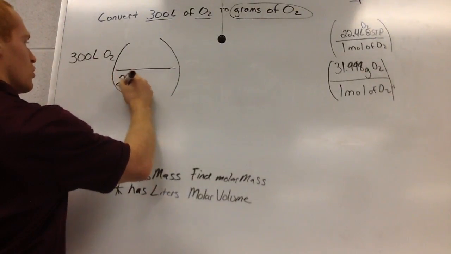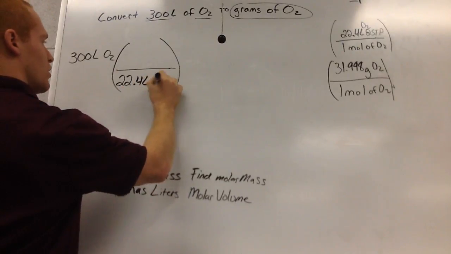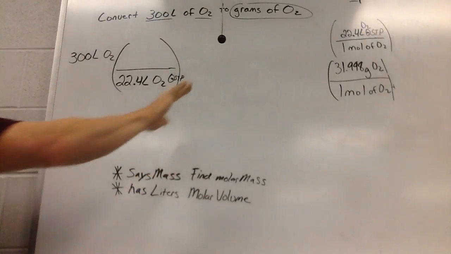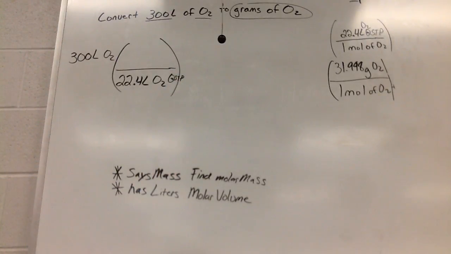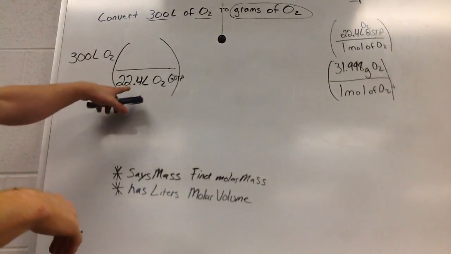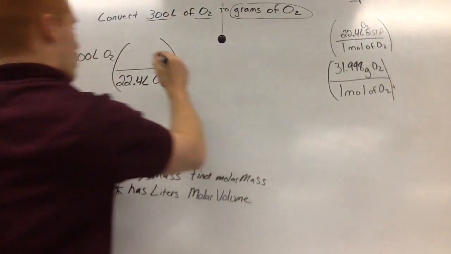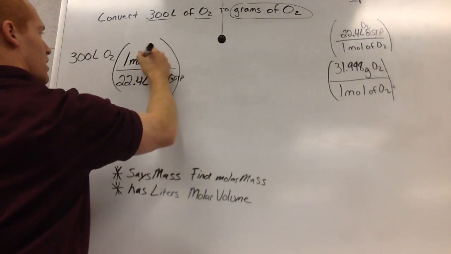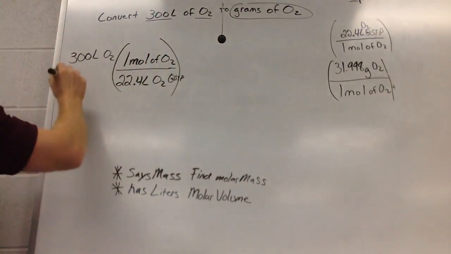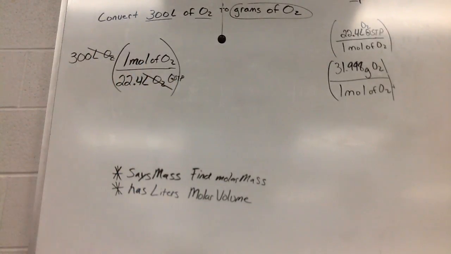So I'm going to use 22.4 liters of O2. It says at STP. That's fine. We'll end up using that later. So we're converting 300 liters. And since we put liters on bottom, we now need to put the 1 mole of O2 on top. So we need to flip that. Okay, so now we got rid of liters of O2, and we're now at moles of O2.